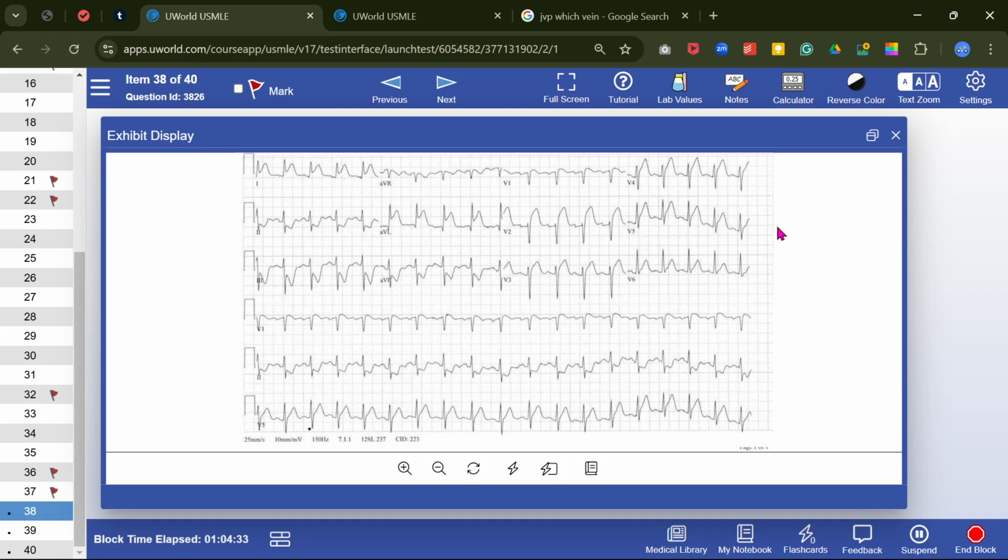No, ST elevation in lead I and aVL, but II, III, and aVF have ST depression. And V1 is normal, I think. So V2 to V6 there is ST elevation. So it looks like an anterolateral MI. Lead I and aVL go for lateral MI, and as the V2 to V6 leads are ST elevated, it looks like anterolateral MI.